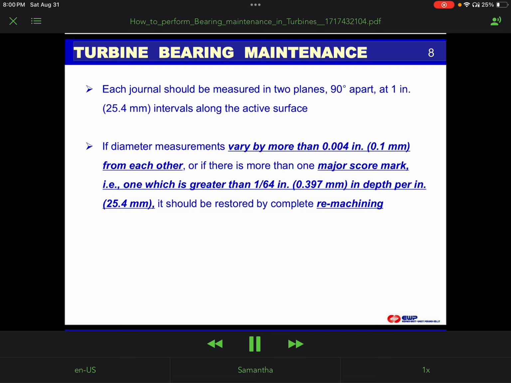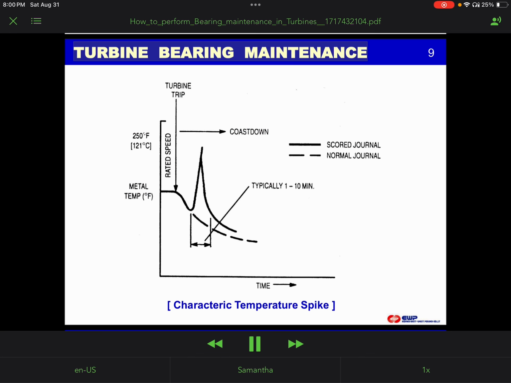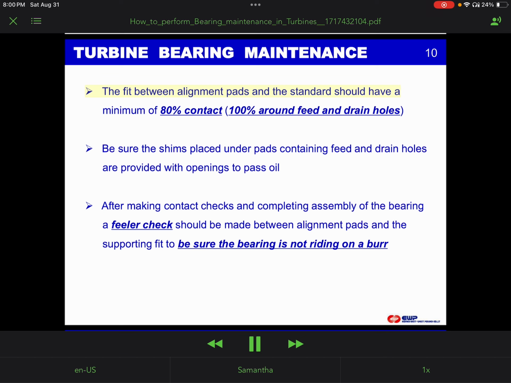Turbine bearing maintenance. 8. Characteristic temperature spike. 9. The fit between alignment pads and the standard should have a minimum of 80% contact, 100% around feed and drain holes. Be sure the shims placed under pads containing feed and drain holes are provided with openings to pass oil. After making contact checks and completing assembly of the bearing, a feeler check should be made between alignment pads and the supporting fit to be sure the bearing is not riding on a burr.